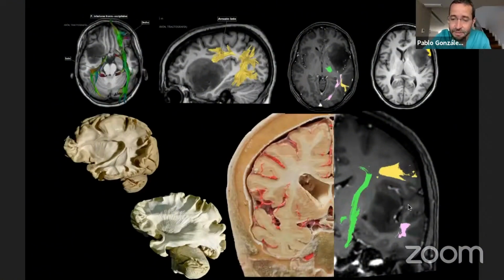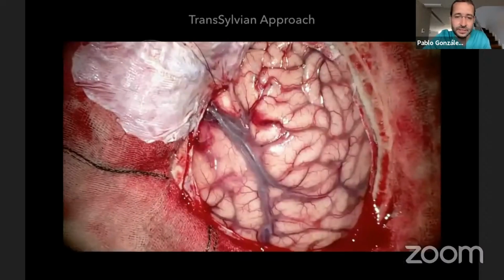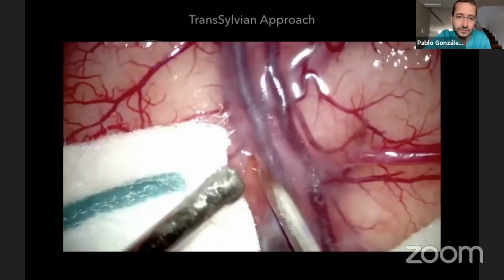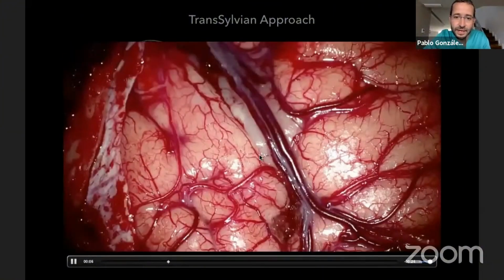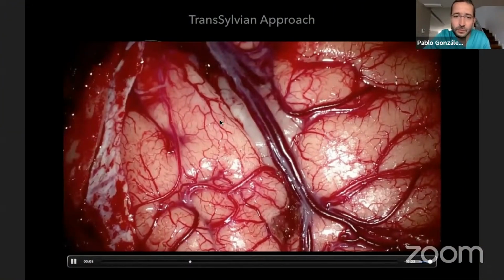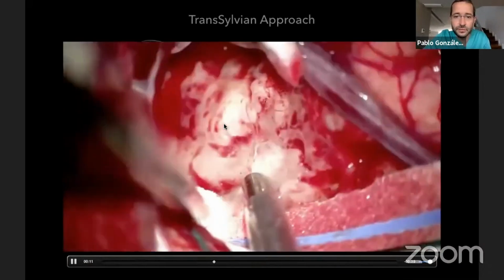So that's why, again, a Transylvian approach is going to be something quite safe for our patient. As we will see, we start just opening this arachnoid, and the tumor is right there. So we can work in two windows, temporal or frontal in this case.